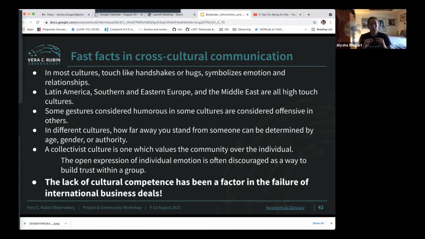But the most important thing I want to point out here in just these little fast facts is that the lack of cultural competence has been a factor in the failure of international business deals, right? Someone negotiating between two or multiple cultures who wasn't educated in the different mannerisms of cultures, or even how to work within a multicultural working group, someone without these skills has been a factor in the failure of huge business deals, right?